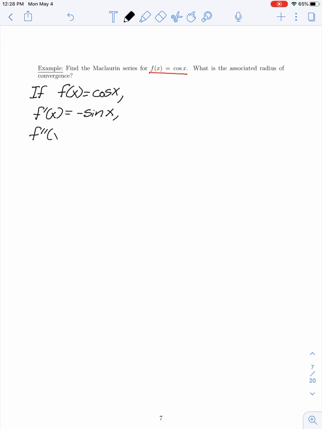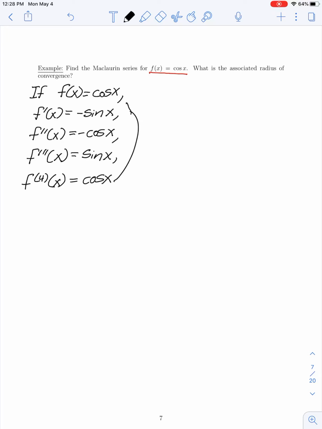The second derivative, f double prime of x, is negative cosine x. Our third derivative is equal to positive sine x. And our fourth derivative would then be equal to cosine of x, which is the same as our original function. So all of the higher derivatives will keep cycling through these same four functions, positive or negative sine or cosine of x.